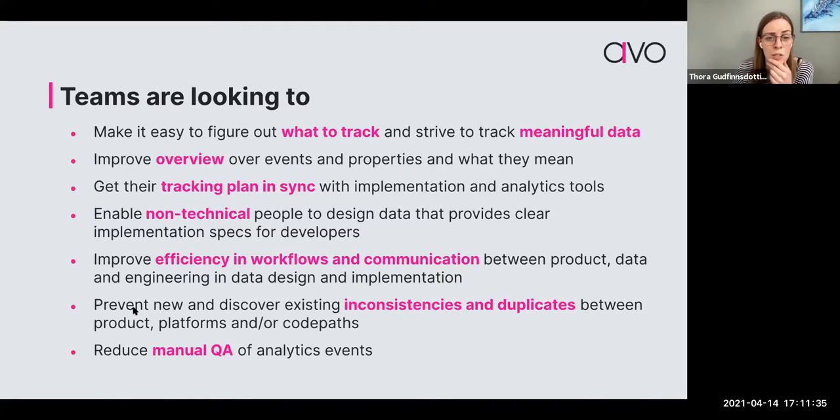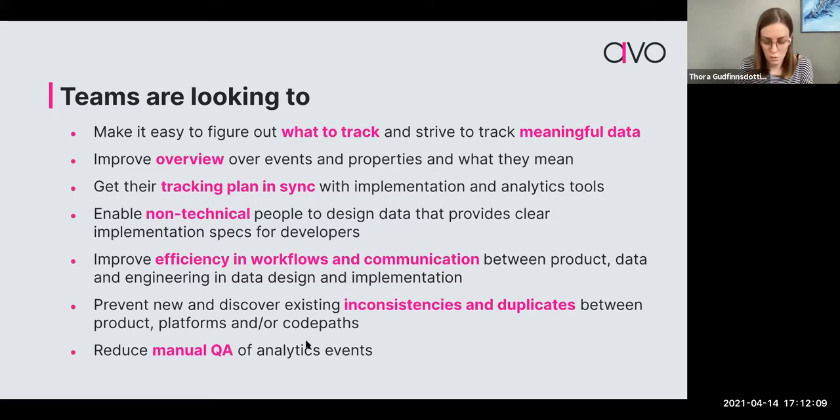Then another one is to prevent new and discover existing inconsistencies and duplicates between all of these things, platforms, products, or just code paths. And then there is the manual QA. So reduce the need of someone using their eyes to compare what is actually being tracked and how you want it to be. So this is a summary of the challenges. There are a bunch of different things. Some teams have 1 or 2 or 3 of these challenges. Some have all of them.